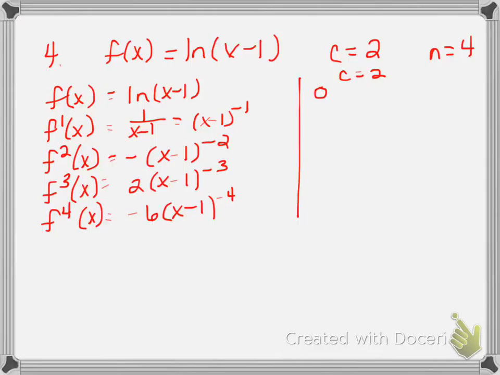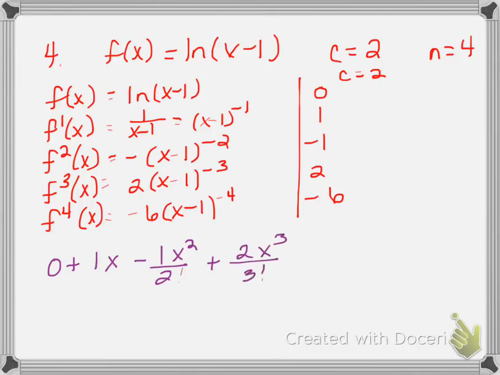Okay, plugging in 2 into the next one. 2 minus 1 is 1 to the negative 1, so I get 1. 2 minus 1 is 1, so everything in parentheses will be 1, so really the coefficients are going to be the derivatives. So now we write our polynomial. 0 plus 1x minus 1x squared over 2 factorial plus 2x to the third over 3 factorial minus 6x to the fourth over 4 factorial.